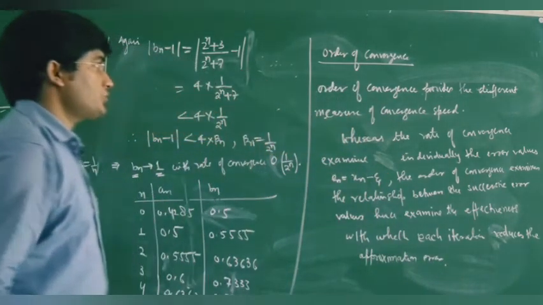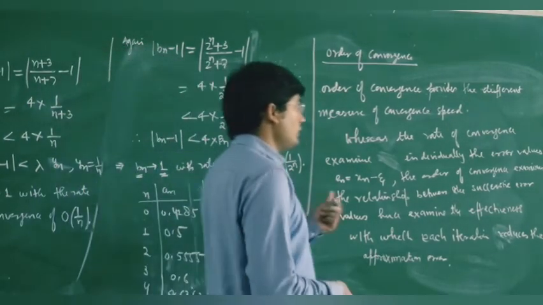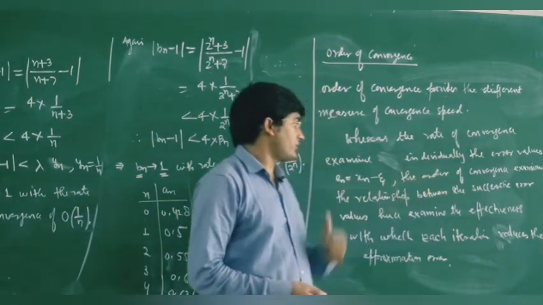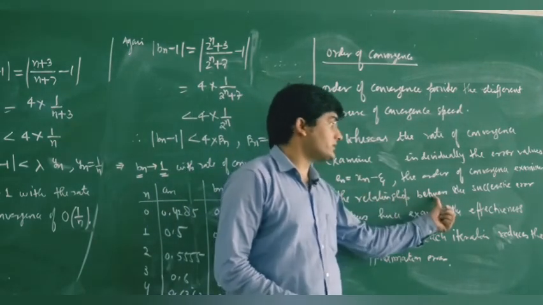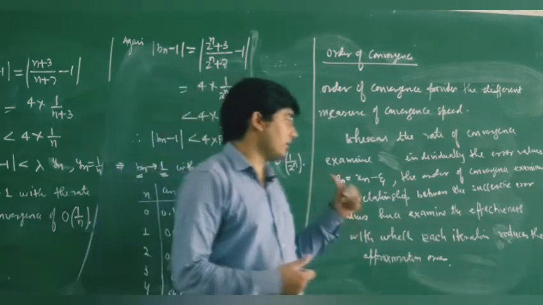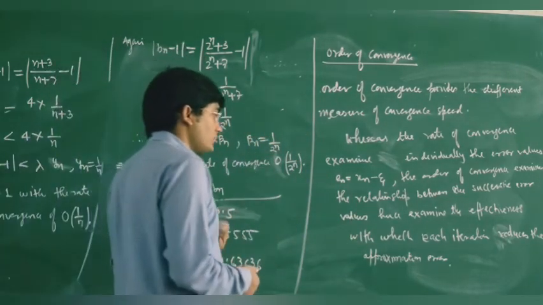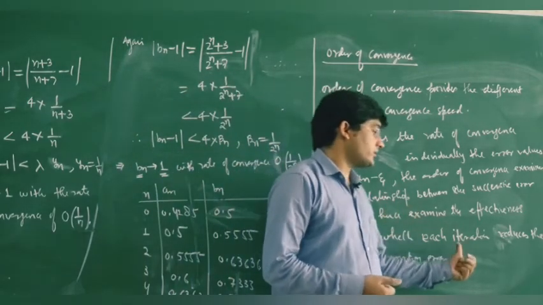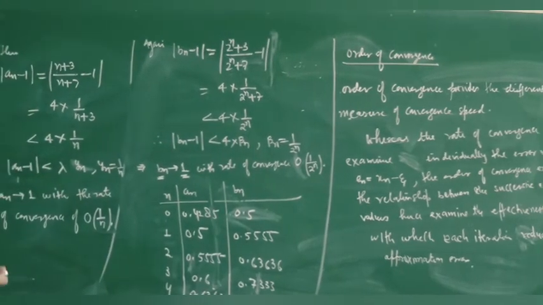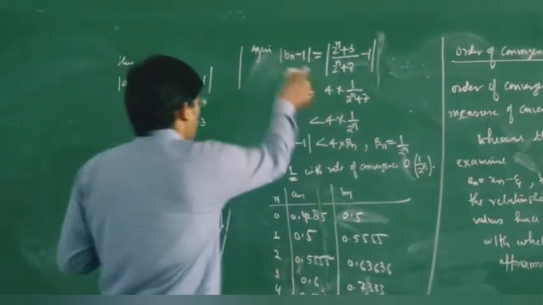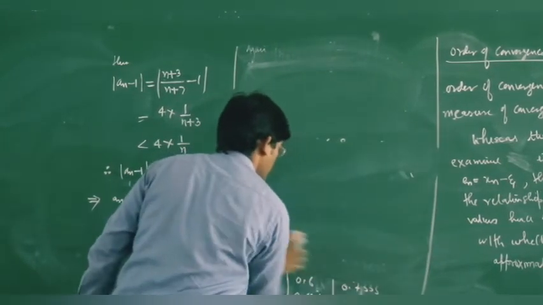So order of convergence provides different measures of convergence speed, whereas the rate of convergence examines individually the error values. The order of convergence examines the relationship between the successive error values. Hence, it provides the effectiveness with which each iteration reduces the approximation error. So, let us define the mathematical definition of this order of convergence.